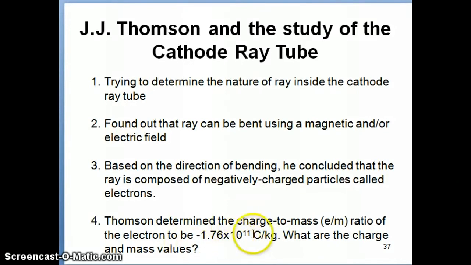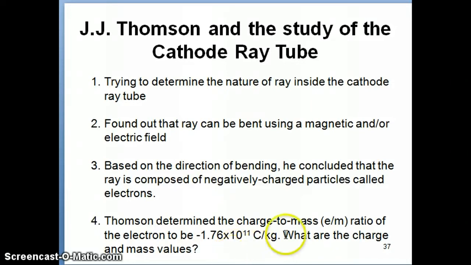Now if you look at this number, you notice that it's a pretty big number, right? 10 to the 11 is a big number. So that implies something about the electron. The electron must be a particle that has a relatively small mass, right? Because this is a charge to mass ratio, the mass is at the bottom, the denominator. The mass must be a really small mass, yet the charge, with respect to the mass, is a fairly large charge.